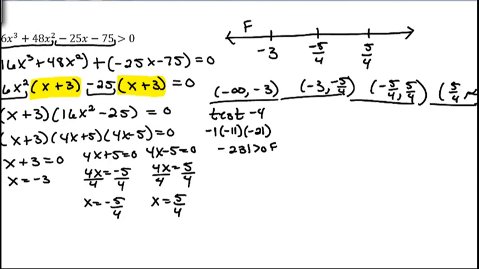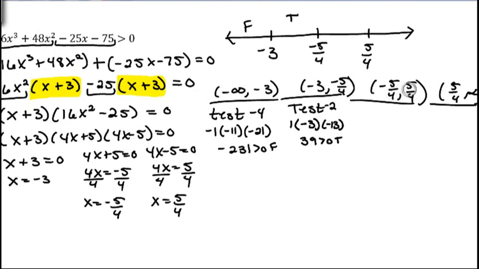Then from negative 3 to negative 5/4, 5/4 is 1 1/4, so we can test negative 2. So plugging negative 2 in there, negative 2 plus 3 is 1. And negative 2 times 4 is negative 8, plus 5 is negative 3. And then 4 times negative 2 is negative 8, minus 5 is negative 13. And so this is going to be positive 39. And this is greater than 0, so that's true.